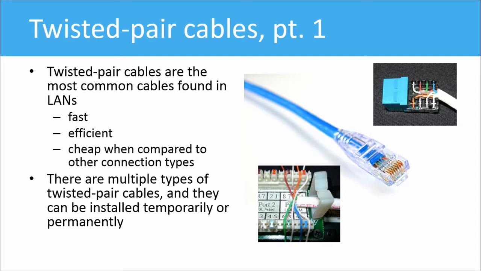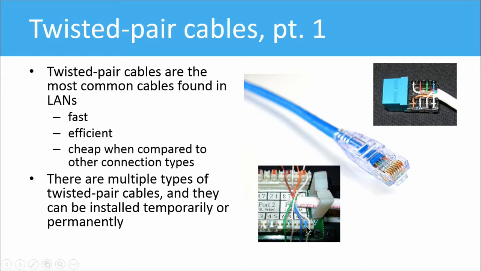So twisted pair cables, once again, are very commonly found, the most common in fact. And the reason is that they're cheap. They're pretty fast, and they're really efficient at sending data via electrical pulses. Multiple types of twisted pair cables are available, and they can be installed temporarily or permanently.